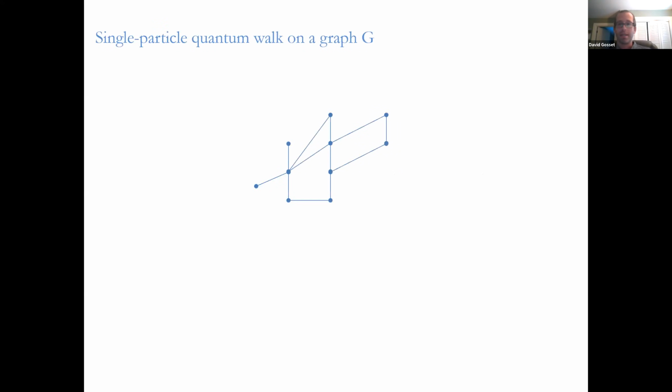Okay, so because we had already two talks speaking about quantum walks on graphs, this should be very easy. We're going to be talking about continuous time single particle quantum walk on a graph. So we have a quantum walker, which you can think of as a particle that can be located at any vertex in the graph. And so the Hilbert space is spanned by basis vectors that are labeled by vertices of the graph.